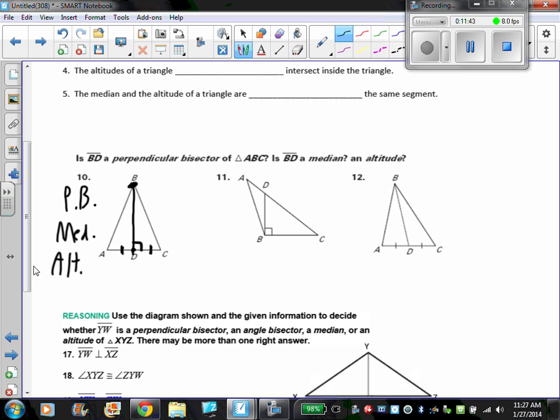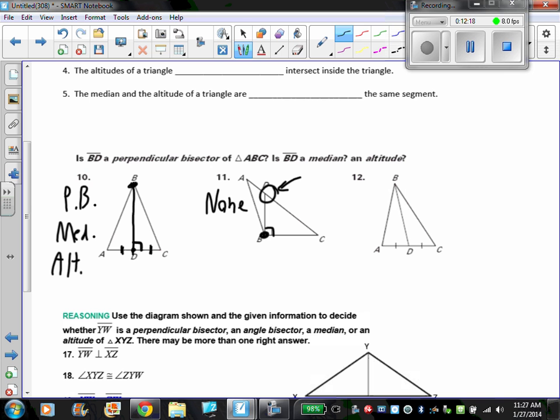Number 11, we have a right angle here, but for this to be a perpendicular bisector, we would need the right angle to be happening over here, and also we would need it to be cutting the shape in the middle. So it's not a perpendicular bisector. We see that this segment's coming from this point. It's not cutting the opposite side in half, so it's not a median. And it's not coming into the other side at a right angle over here, so it's also not an altitude. So this is none of them.